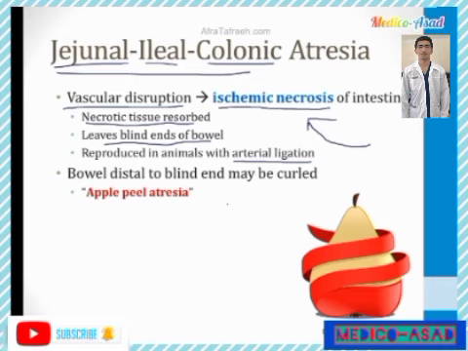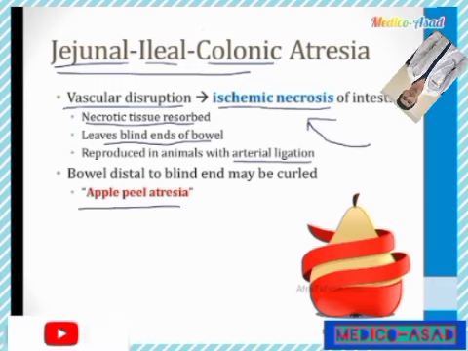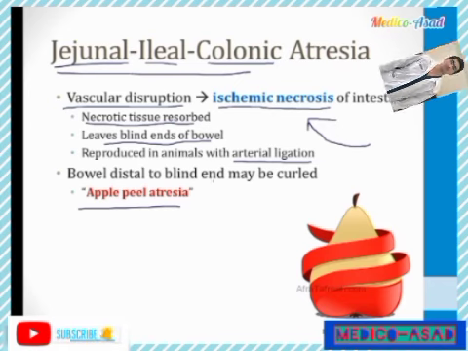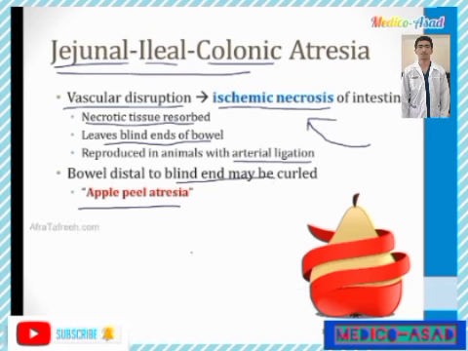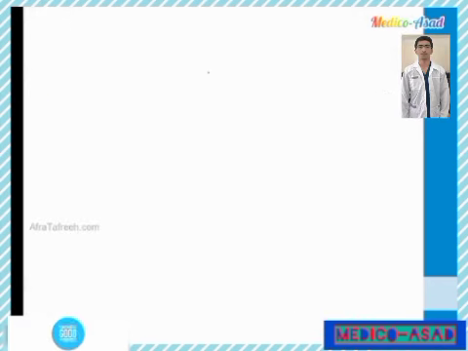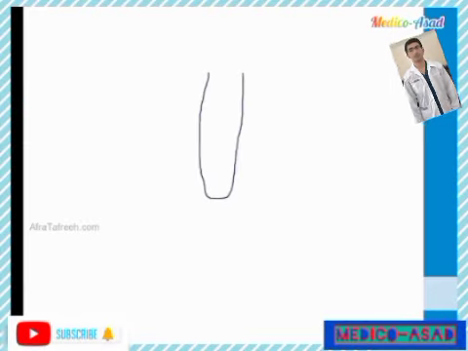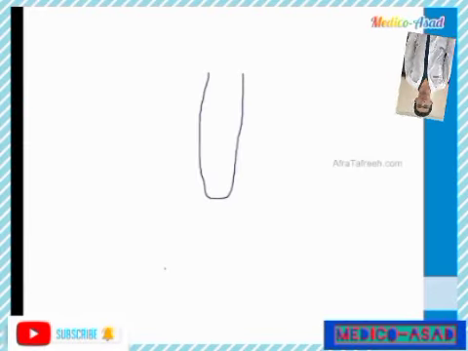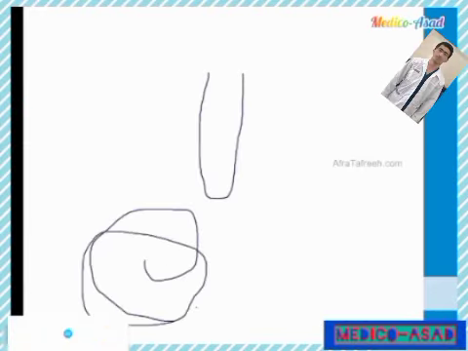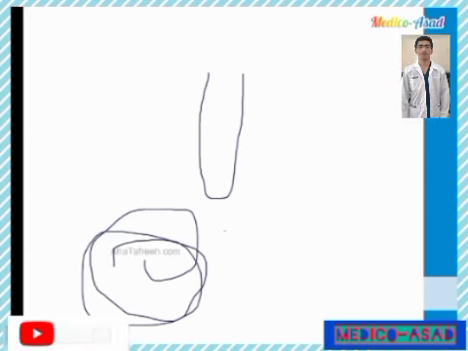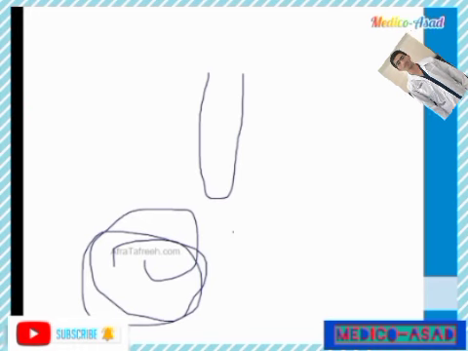There is a characteristic finding of the bowel when there is atresia of the jejunum, ileum, or the colon, and that's called apple peel atresia. What happens is the bowel distal to the blind end curls up like an apple peel, as shown in this picture on the screen. The idea here is that the bowel ends in a blind pouch, and then there is a space, and then the distal bowel is curled up like an apple peel. That's called apple peel atresia, and that's what you see in jejunal, ileal, or colonic atresia.